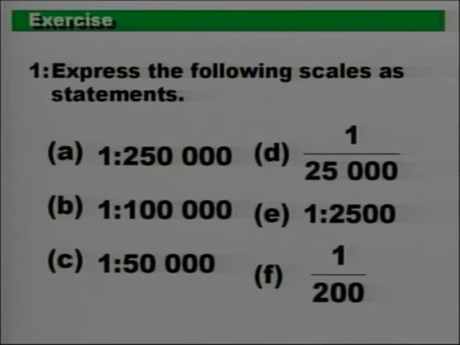Am I on the right track? 1 centimeter to 1 kilometer. That is B. 1 is to 100,000, correct. You've done the converting, because 100,000 centimeters is equal to 1 kilometer. So 1 is to 100,000 simply means 1 centimeter to 1 kilometer. That's correct, so this is okay.